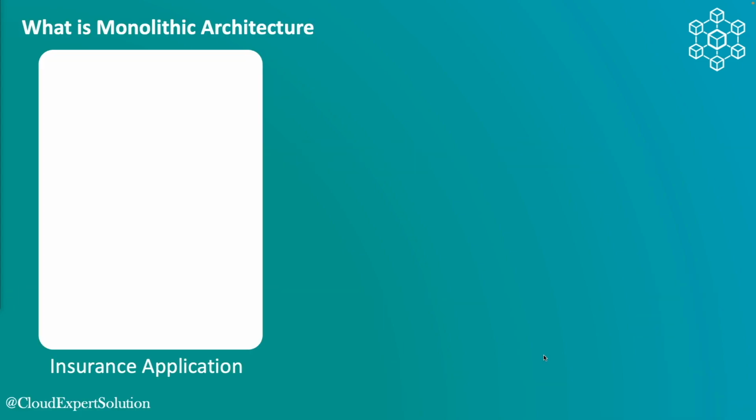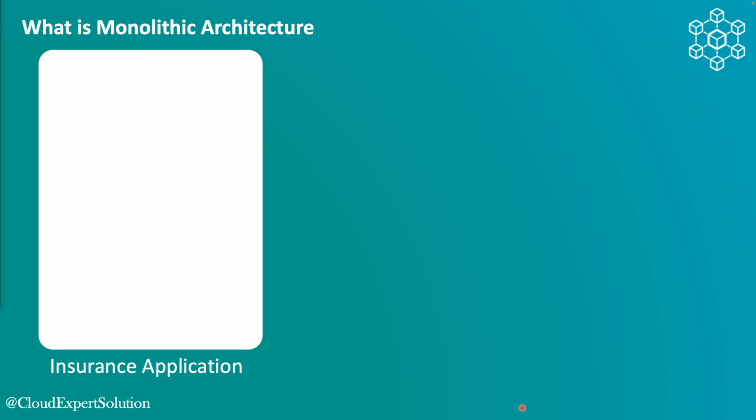First, we'll start with what is monolithic architecture, and for this we'll take an example of an insurance application. In our day-to-day life, we use multiple insurance types, starting from car insurance, renter insurance, health insurance. Let's assume one of those insurance applications.